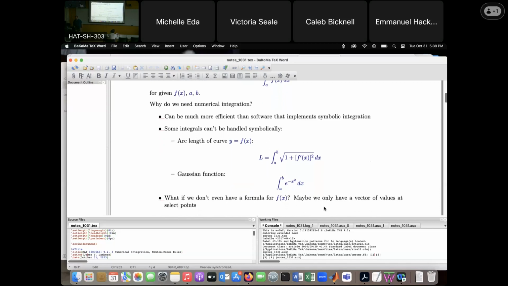What if we don't even have f of x? The same question came up with differentiation. We might only know f of x at select points, and we still want to try to approximate the area under a curve as best we can.